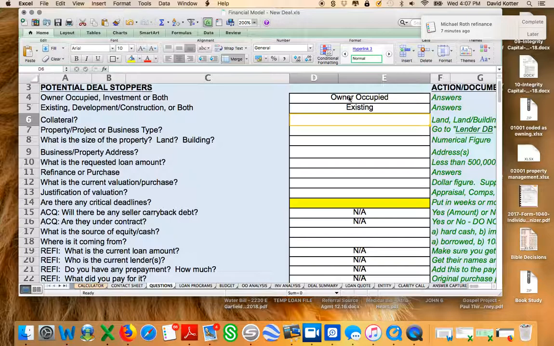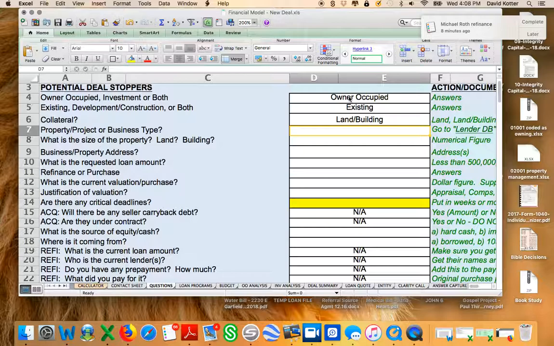Collateral, is there land? Is there going to be a building on there? So you're going to put land and building. Sometimes the collateral is not going to be any real estate. Maybe it's just furniture, fixtures, and equipment. Maybe it's taking a second on the home. Maybe it's just the business itself. But we want to know what is the actual collateral that the lender's going to use.